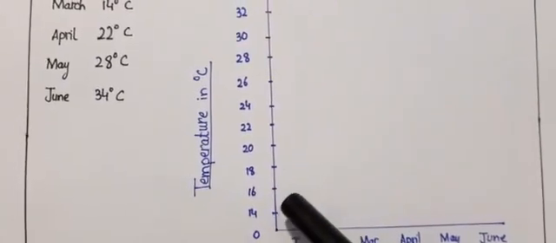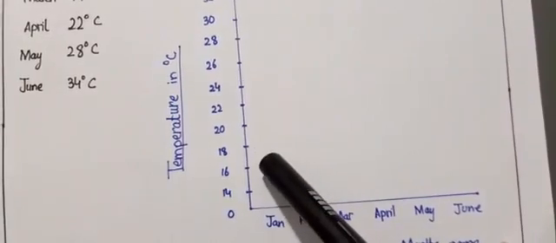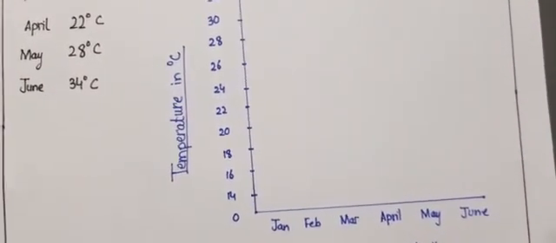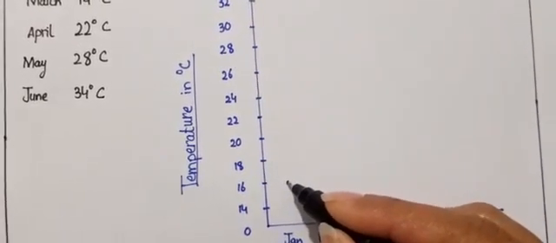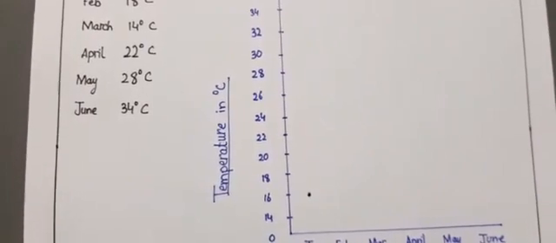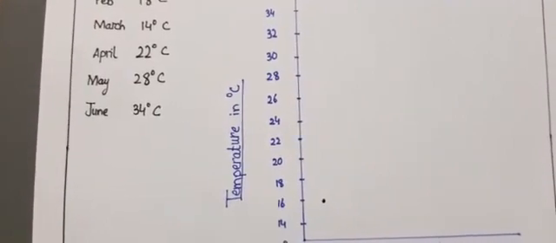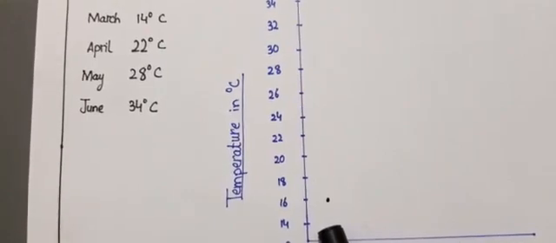Here you have to draw the point. In January the temperature is 16 degrees. So here you can see this is 16 degrees and this is January, and you have to draw the point over here. Let me show you January and 16. So here the point. And then you will draw the point like this. Okay. And after drawing the points, you will join those points with the help of a scale.